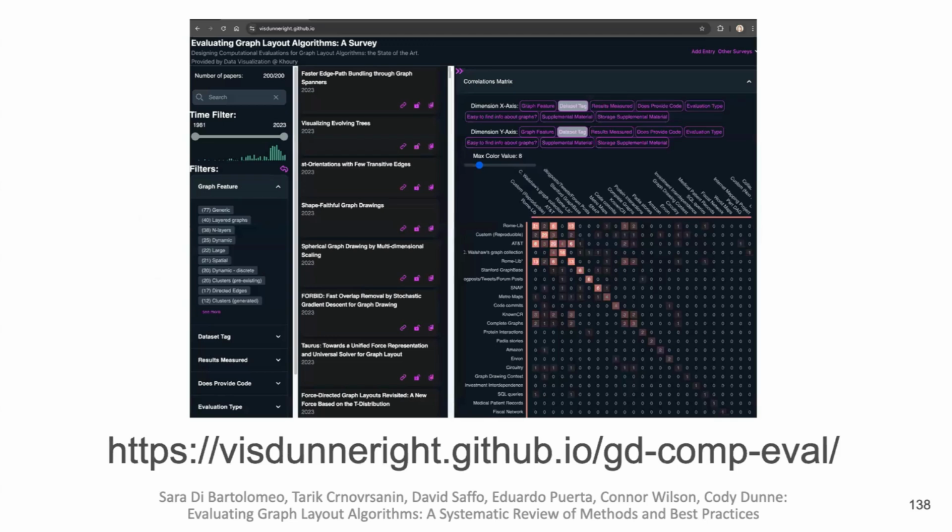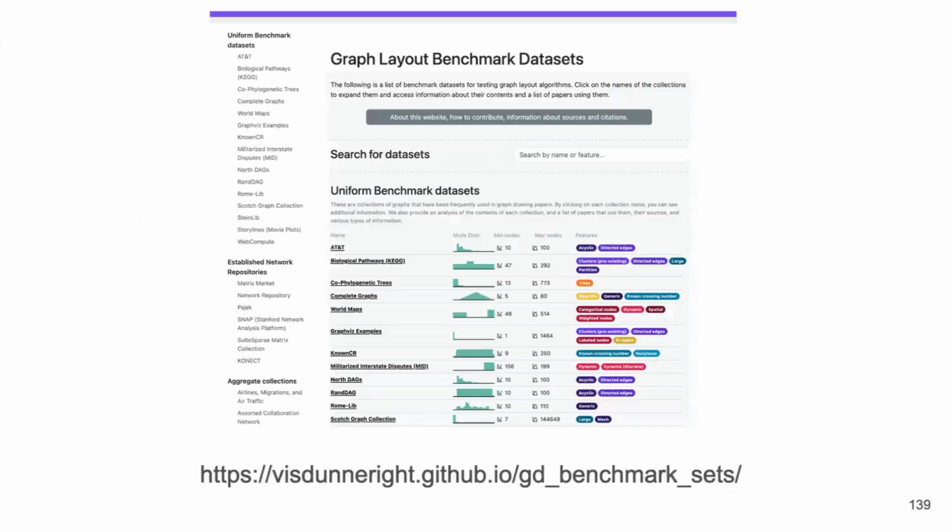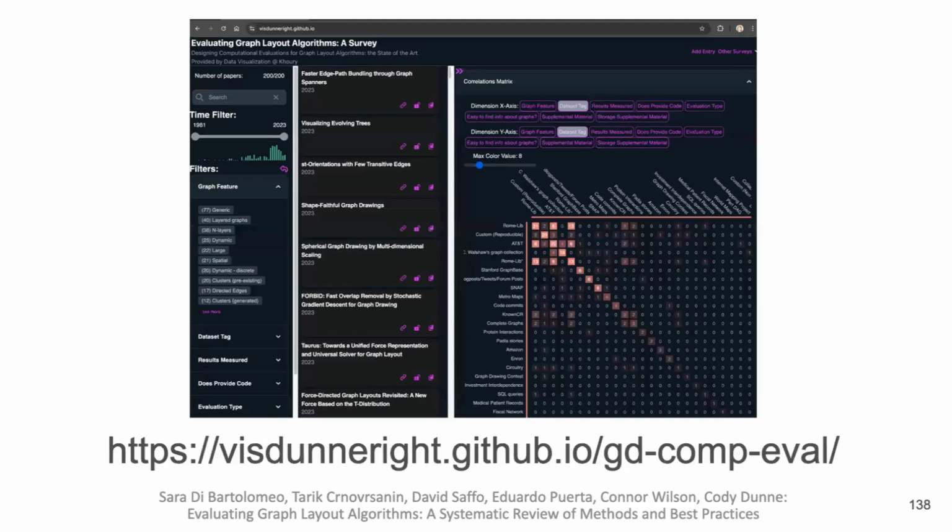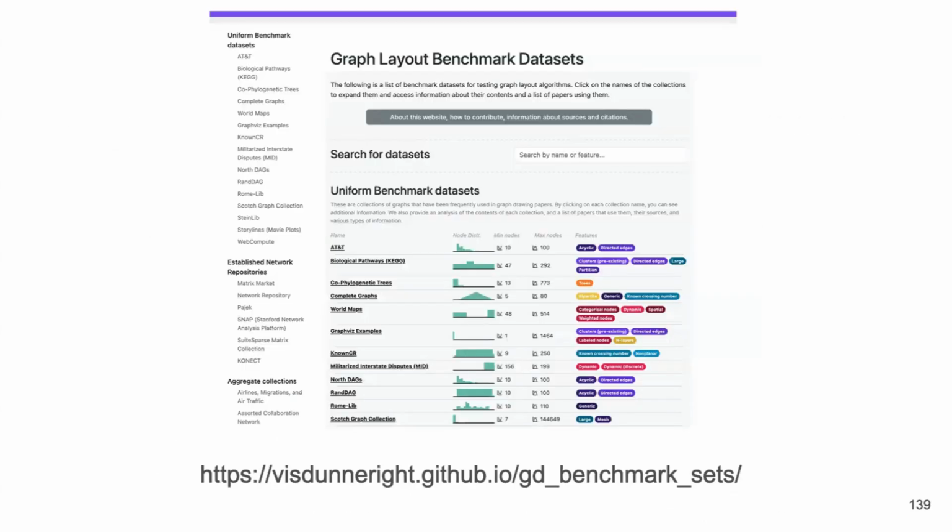I built a website to store the results of the survey where you can filter the papers. You can filter the papers by different criteria.